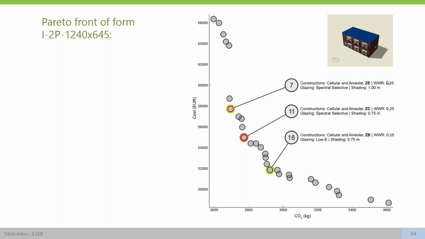One important thing here is that, as you can see, the window to wall ratio is almost in all the optimal solutions at 0.25. So it's important, according to the optimization analysis, to keep the size of your windows as small as possible.